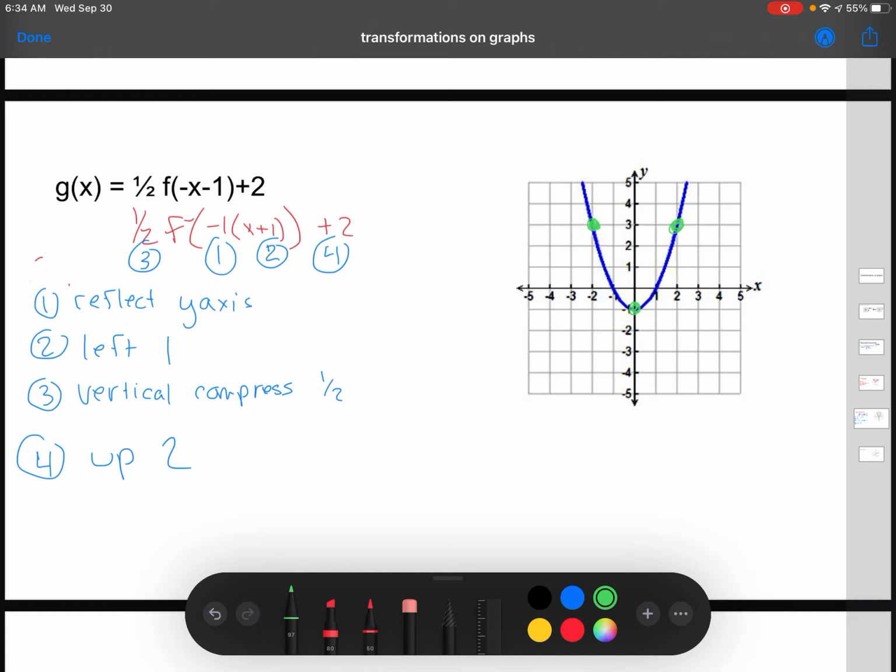So first, if I reflect the y, that's here, I'll end up where this other green point is. Reflect, reflect. I go left 1, so I'm here. Compress it by half, so 3, cut it in half. Then go up 2, that's 1, 2. And my final place is right here.